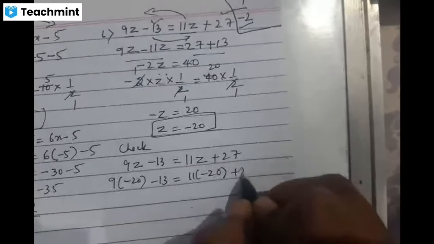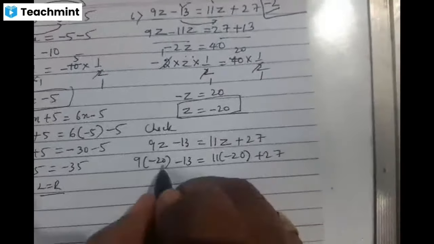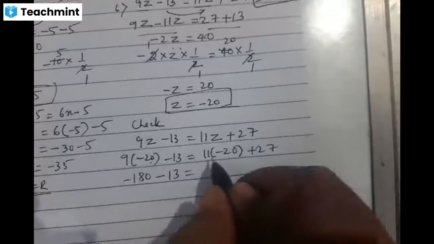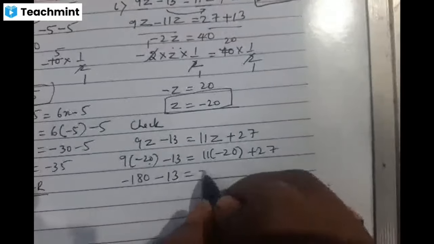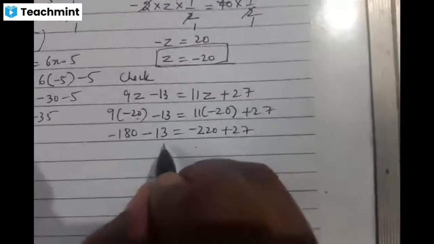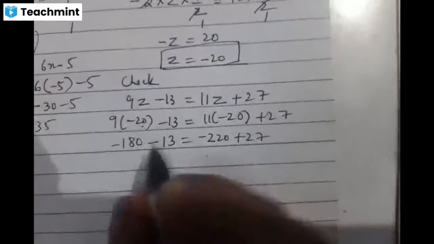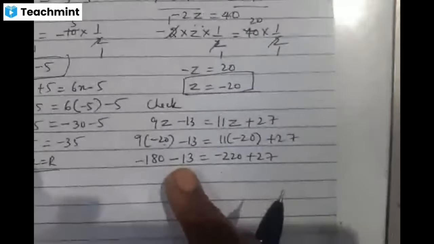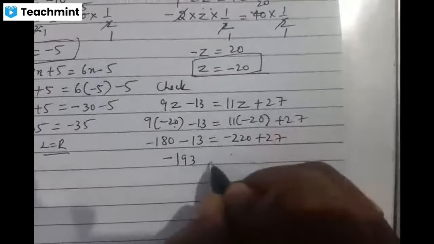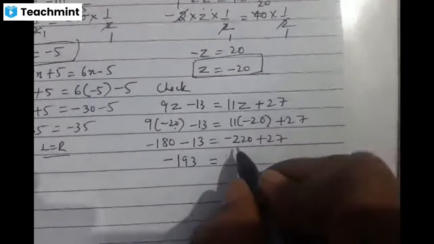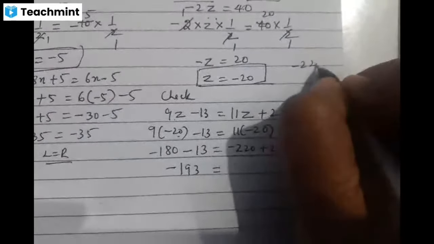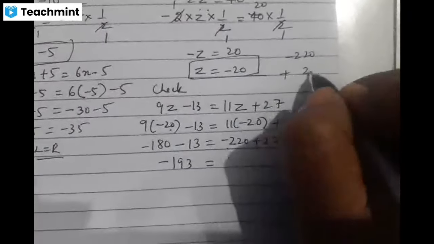Minus 20 plus 27, minus 20 into 9, which is minus 180, minus 13. Here 11 2s are 22. So minus 220 plus 27, minus 180 plus minus 180 minus 13. Both are having the same sign, so we have to add. You get minus 193. This subtraction you know, because that is minus 220 plus 27.